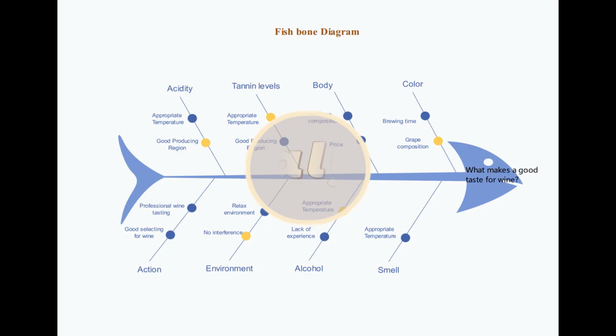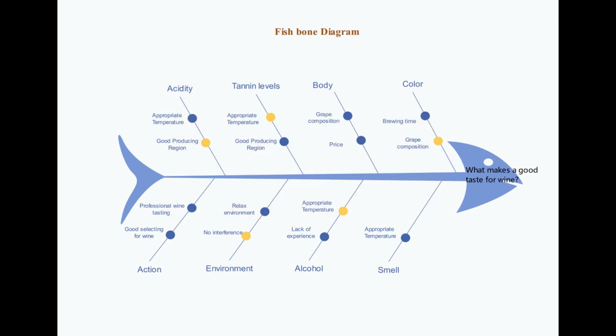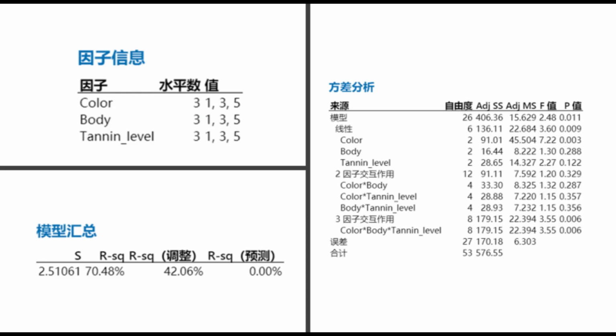then we start to analyze. First of all, we made a fishbone diagram and sorted out various factors, trying to find out which factors are the most important to improve the taste of red wine. We believe that color, body, and tannin level may be important influences, and then we did the DOE analysis.